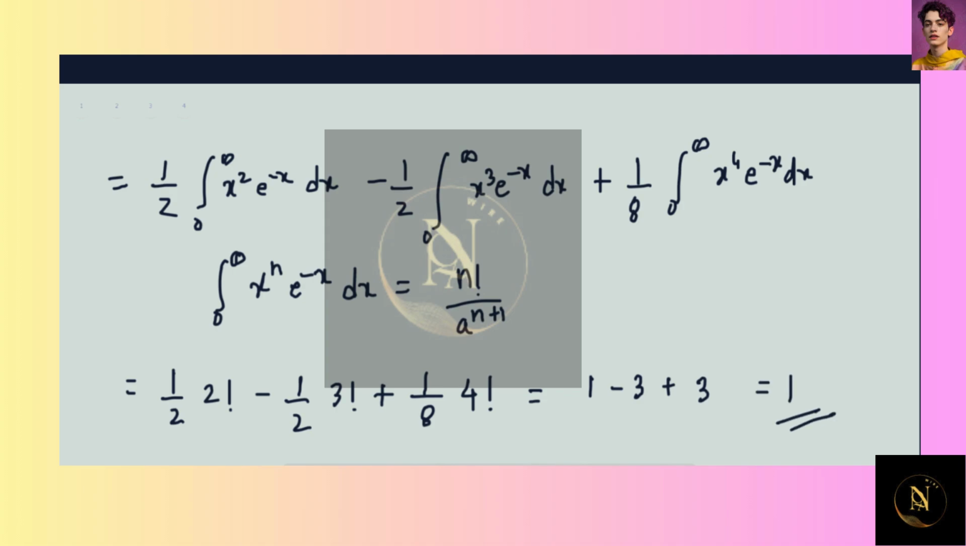So this means that the wave function of the excited state of hydrogen atom is normalized.